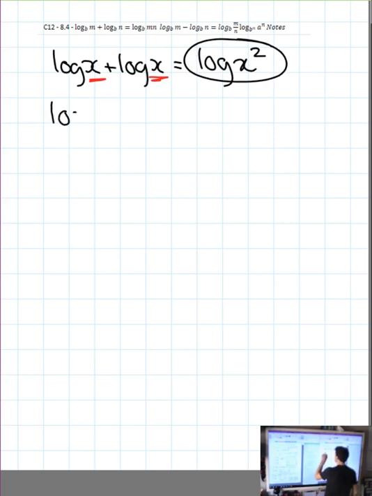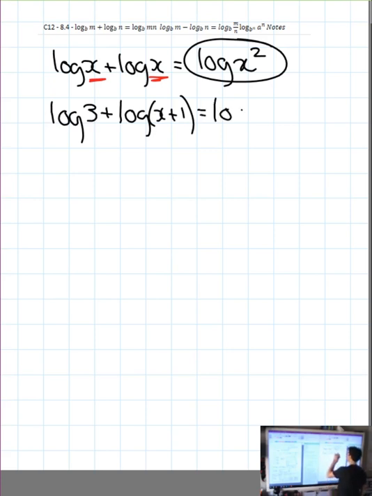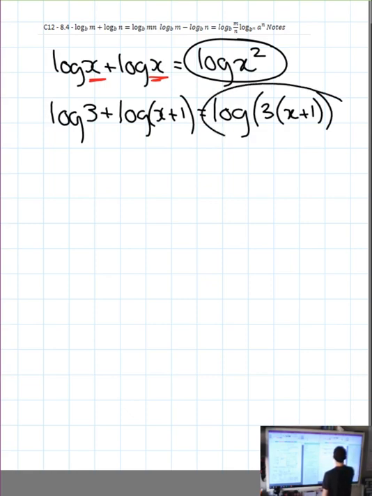Let's take a look at another example. Log 3 plus log (x plus 1). Well, I'm adding, so I can turn it into a single logarithm, and I'm simply going to multiply 3 times (x plus 1). Now, I'm going to circle that answer. The question is, should I distribute this 3? Well, I could, but I just have to refactor it back anyway, so I'm not going to. It may be useful to distribute that 3 in the future, but right now, it isn't.